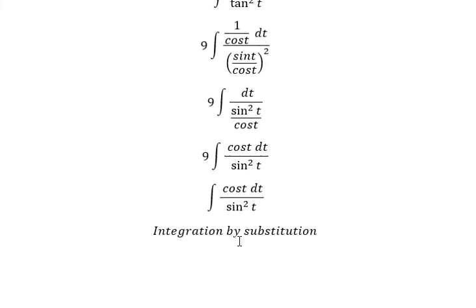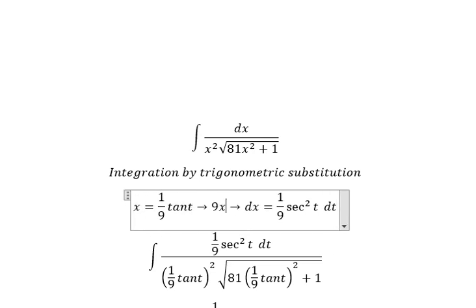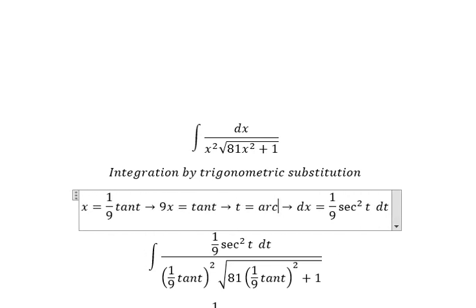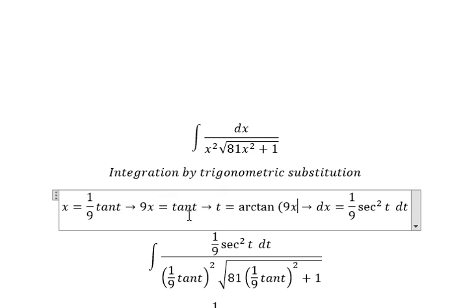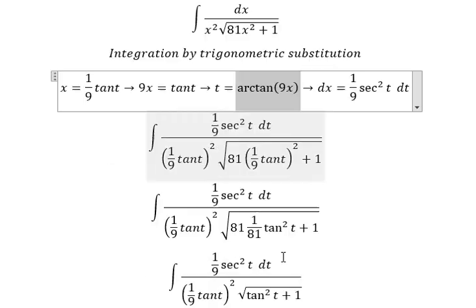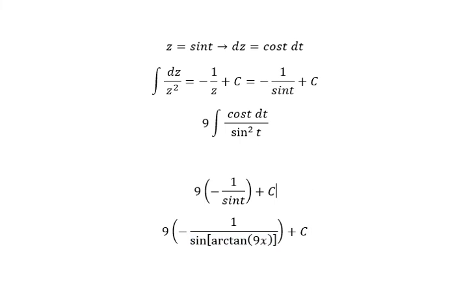About t, that is this one. So I will put the number 9 to the left, and we get t equals arctan of 9x. So I will put this in to replace t, and this is the final answer. This is the end. Thank you for watching.